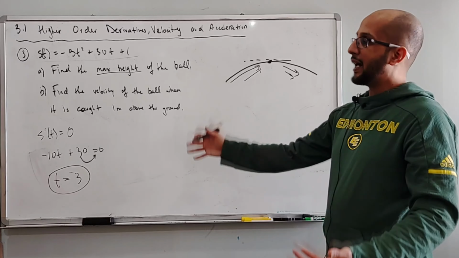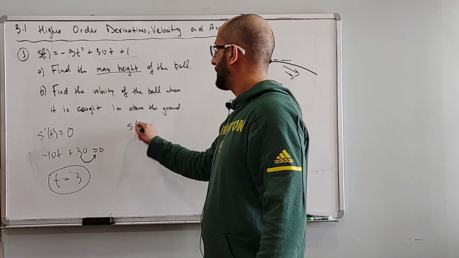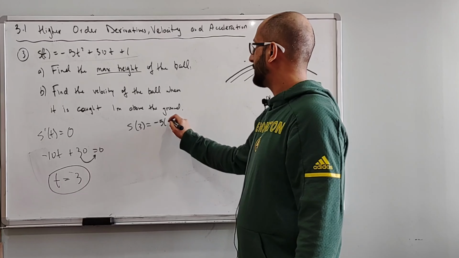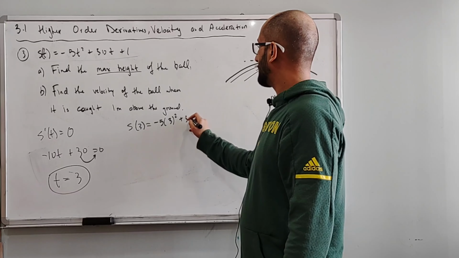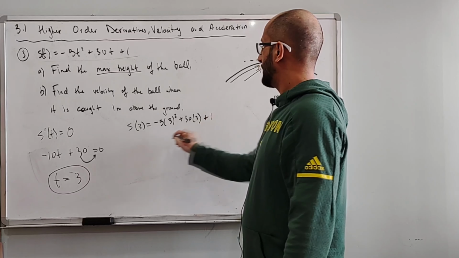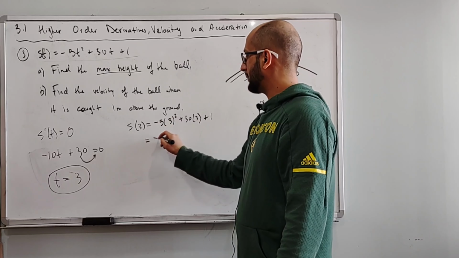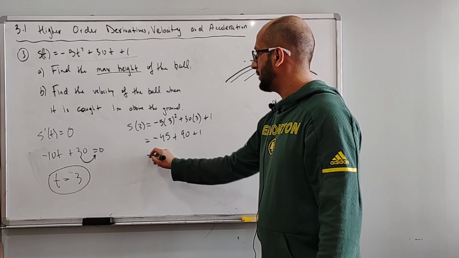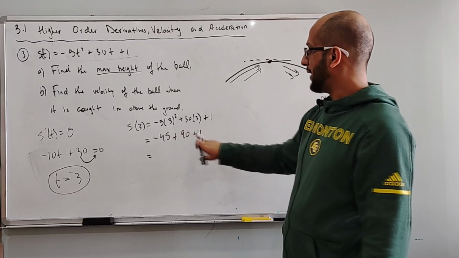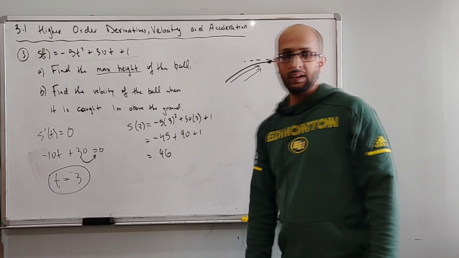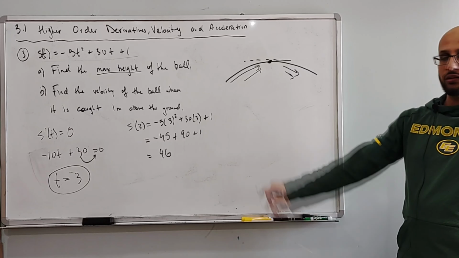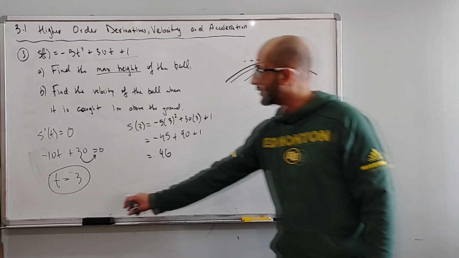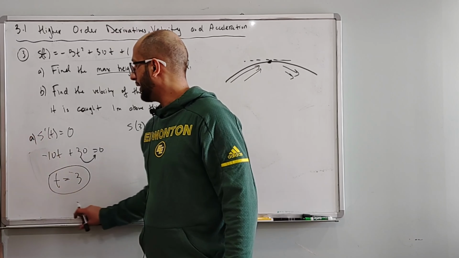So to find the maximum height, we're going to do s at 3. We'd have negative 5 times 3 squared plus 30 times 3 plus 1. We have 9 times negative 5 is negative 45 plus 90 plus 1. 90 minus 45 is 45 plus 1 is 46. So the maximum height of the ball is going to be 46 meters. This is the answer for A.